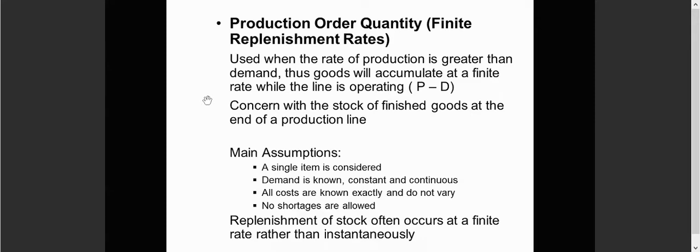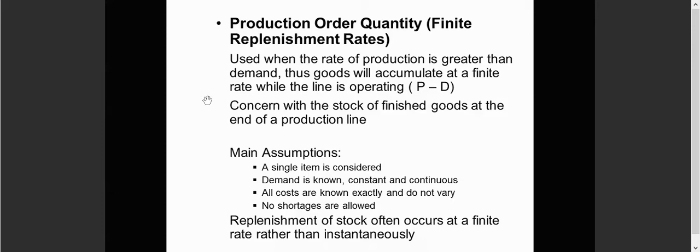The main assumption in this production order quantity model is that a single item may be considered, and demand is known, constant and continuous, and costs are also known exactly and do not vary. In the basic production order quantity model, no shortages are allowed. In more advanced production order quantity models, we will allow shortages to be included in our decision.